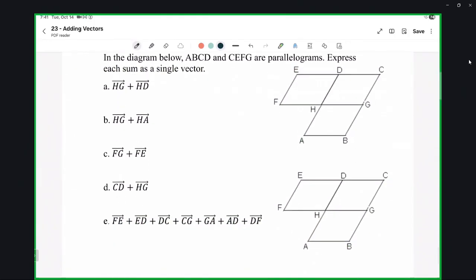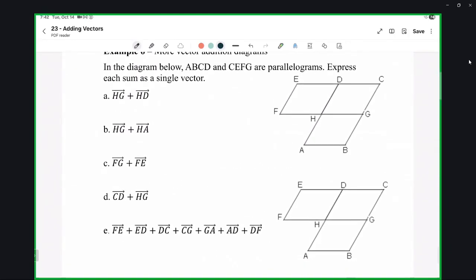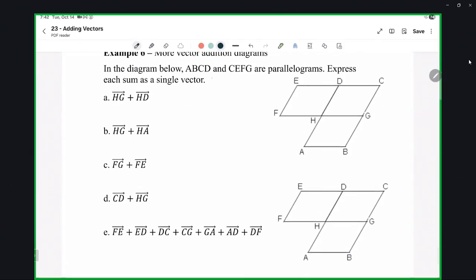Lastly, we have more vector diagrams here. In the diagram below, ABCD and CEFG are parallelograms. This is a parallelogram, and then this side one is also a parallelogram. If you look at the sub parallelograms here, FEDH is a parallelogram, DCGH is a parallelogram, and ABGH is a parallelogram.